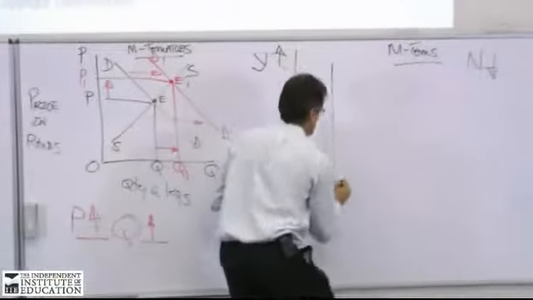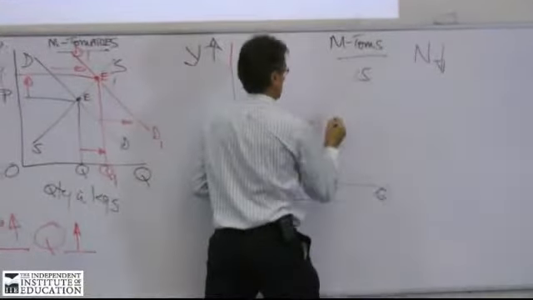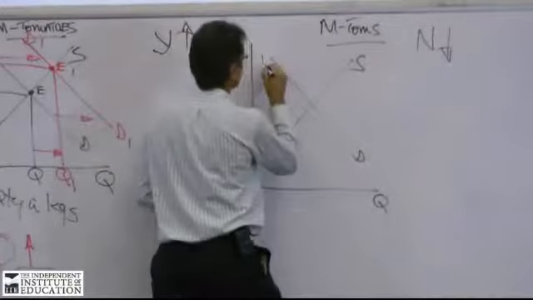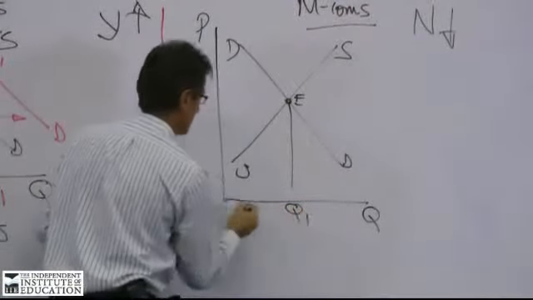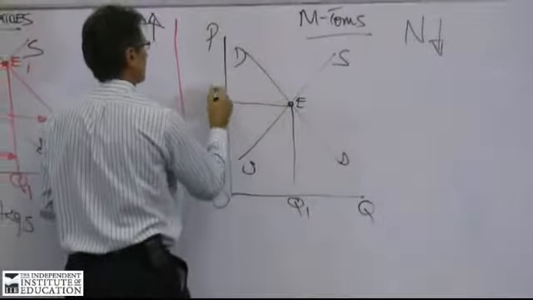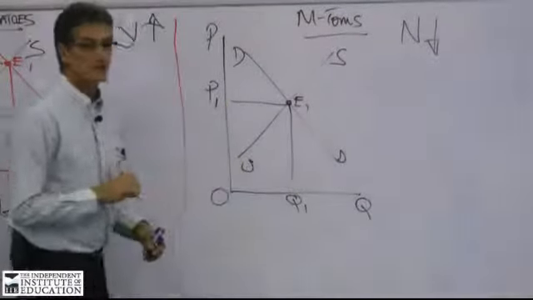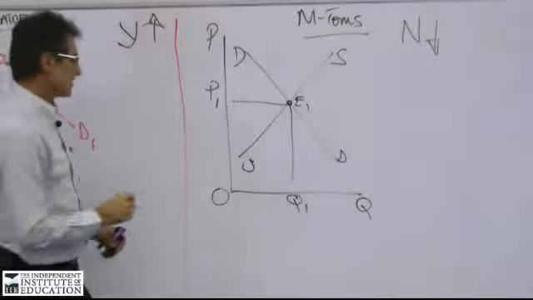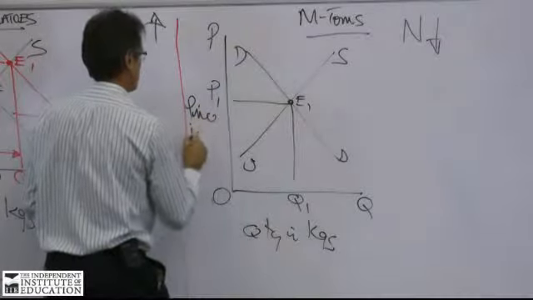So we always draw ourselves our equilibrium position: supply curve, demand curve, indicate our equilibrium. P1, E1, Q1, as long as all your symbols match up. Quantity in kilograms, price in rands.